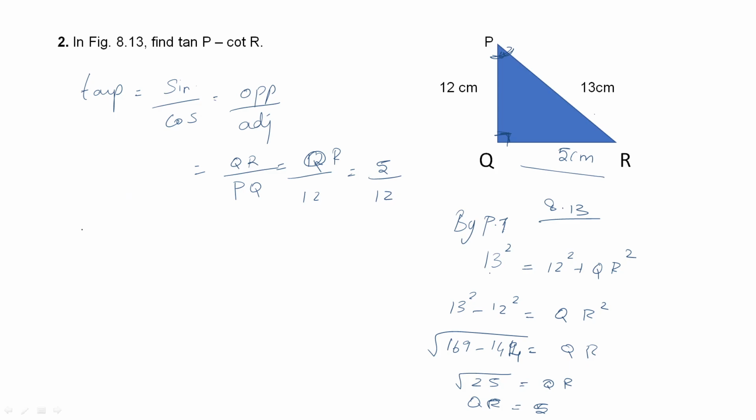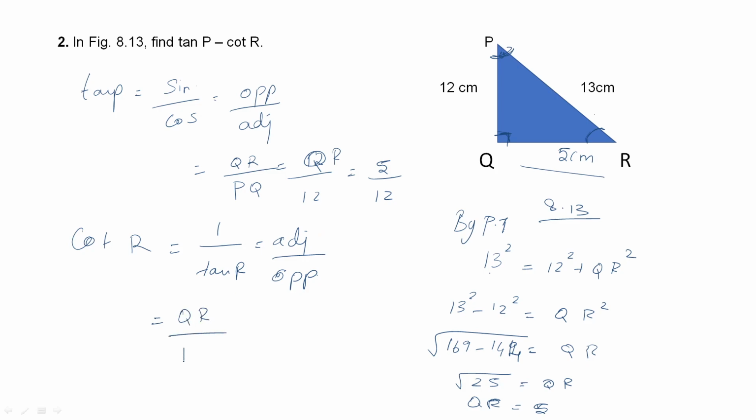Okay. So now we have to find cot R. Okay, cot R. This is the angle. Cot R is what? Cot R is 1 by tan R, or it will be the reverse of the tan, adjacent by opposite, right? This is okay? Yes. So adjacent means of cot R, what is adjacent?